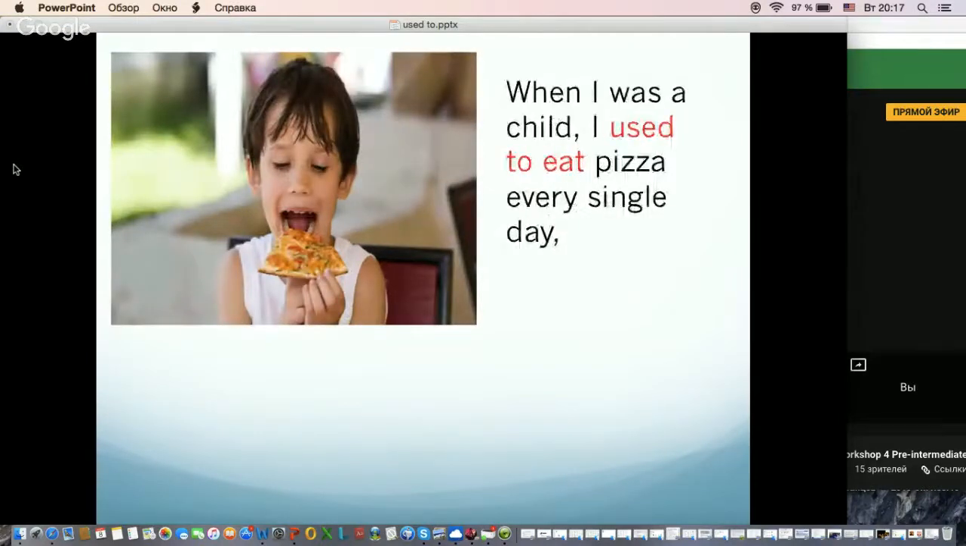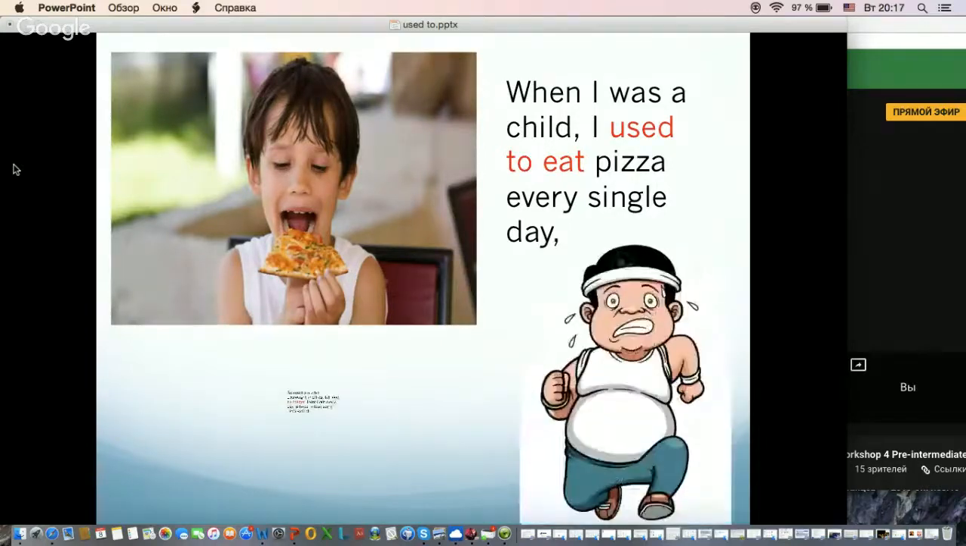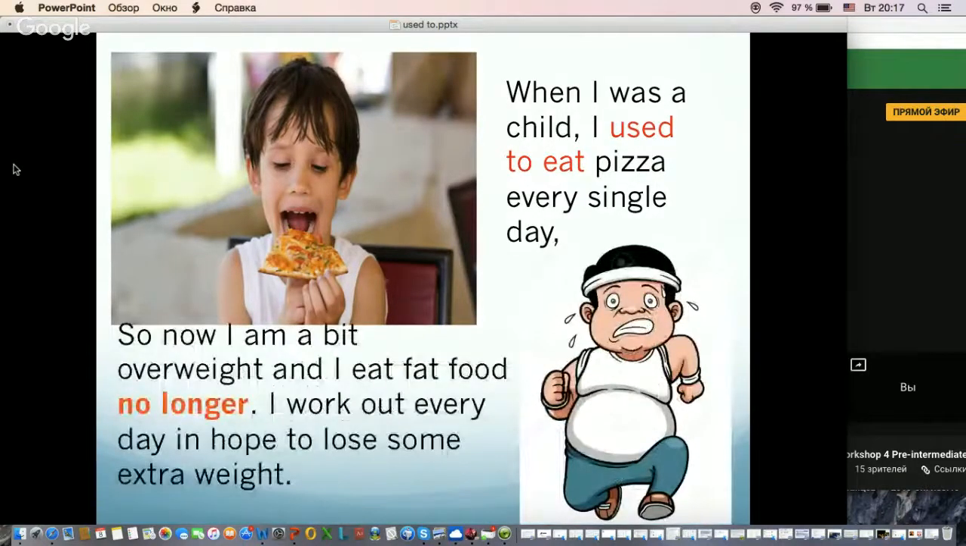Another example. So when I was a child, I used to eat pizza every single day. So now I'm a bit overweight, and I eat fat food no longer. I work out every day in hope to lose some extra weight.